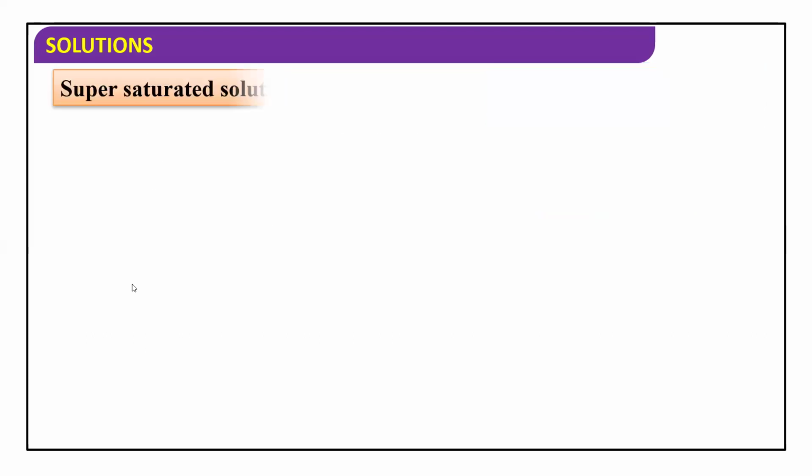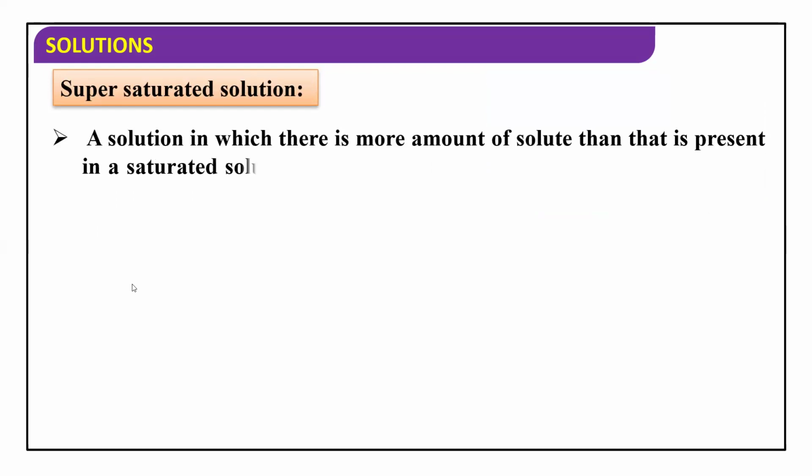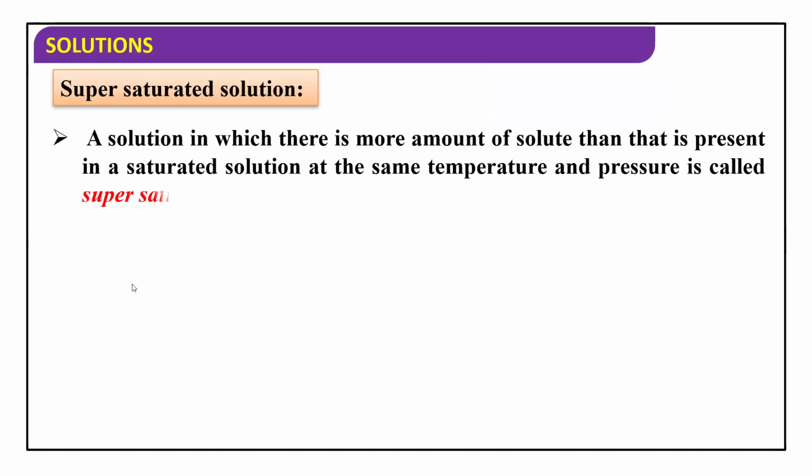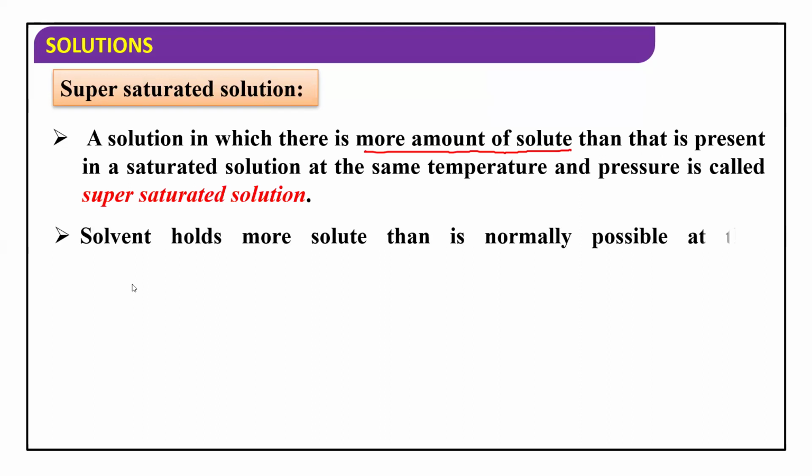That's all. Now coming to supersaturated solution: a solution in which there is more amount of solute than is present in a saturated solution at the same temperature and pressure. So already we have some solution, and if I still add some more amount of solute into that, and it gets dissolved, then that is called a supersaturated solution. So the solvent holds more solute than is normally possible at that temperature. The solvent will hold more amount of solute particles in case of a supersaturated solution.